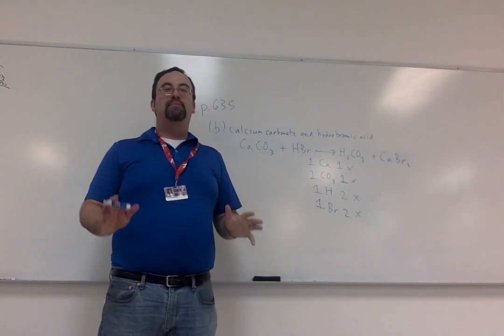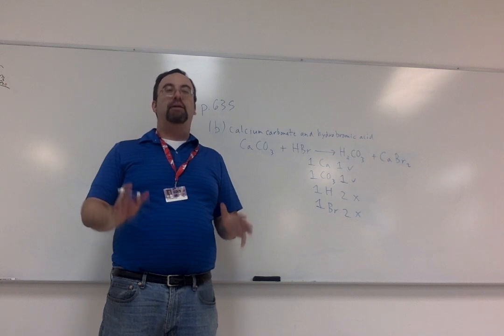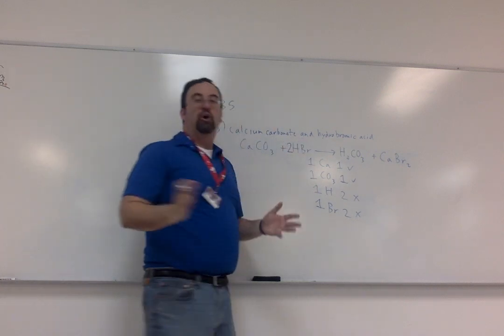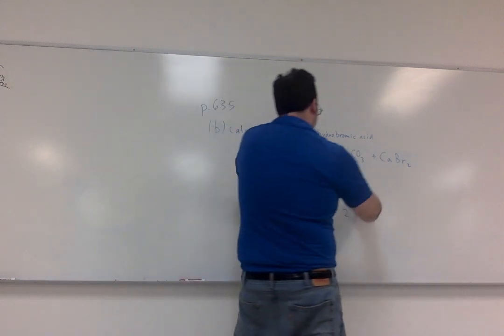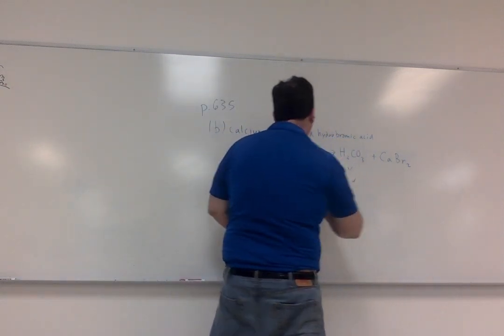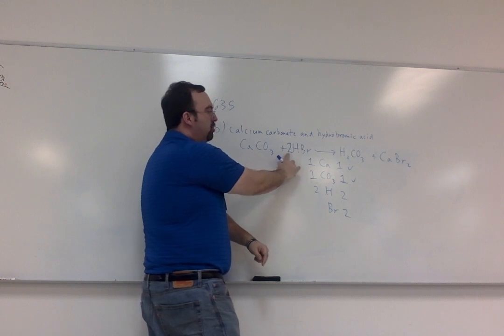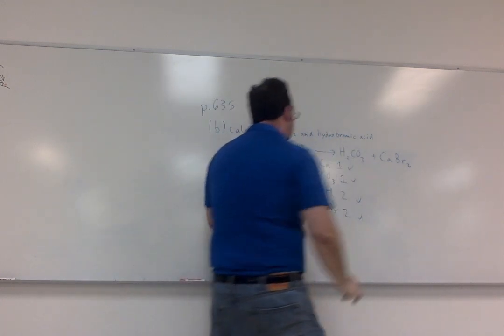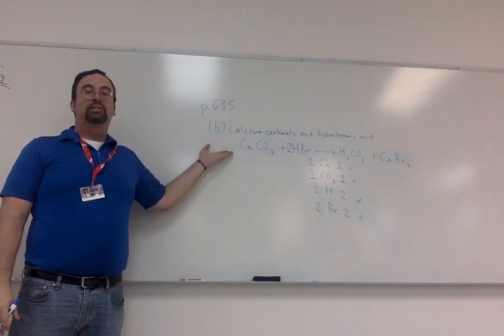So the easy way to balance this out is just to simply put a large number 2 in front of the HBr. And so by doing that, we now have two hydrogens. Remember that the 2 distributes to the bromine, so we also have two bromines. And so now we have our balanced chemical equation.